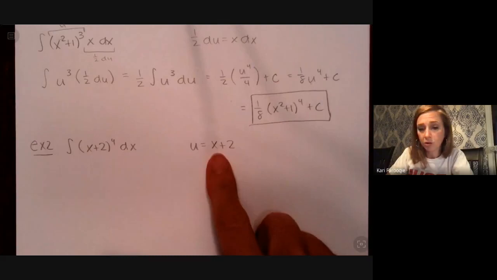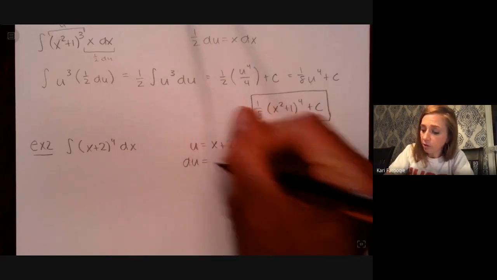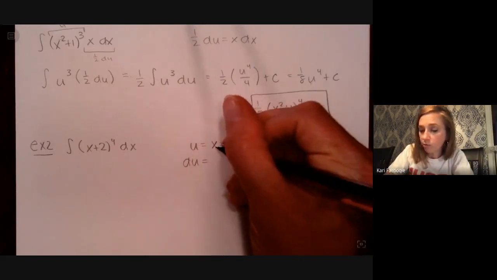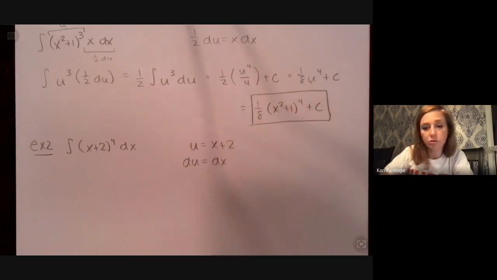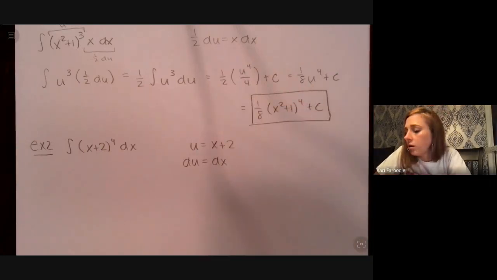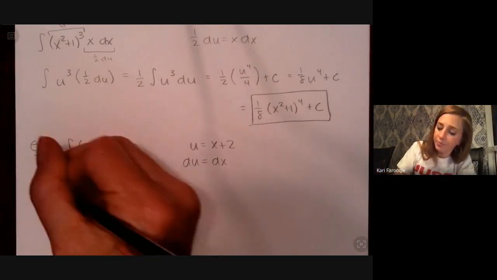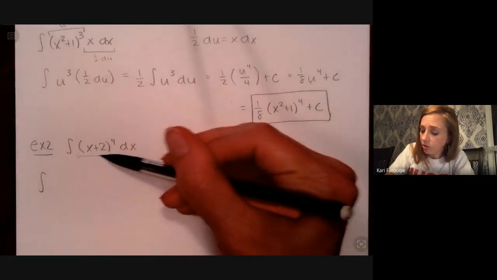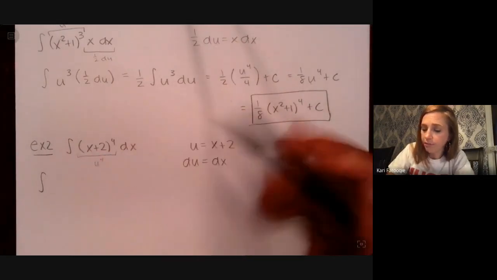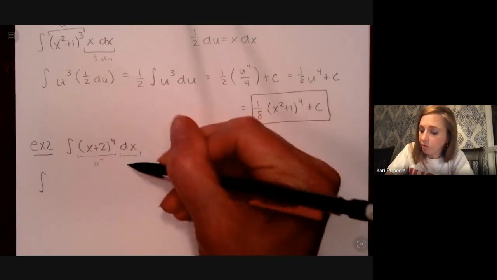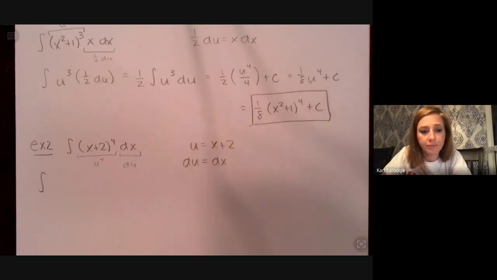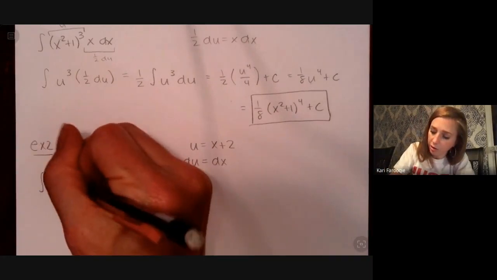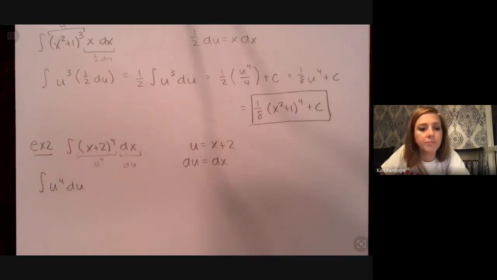We can just let u be the inside function, and du, the derivative of u, is just, well, it's 1 dx, because the derivative of x is 1. So du is dx. And now you can do a direct substitution here, because everything is accounted for. So we're going to replace this quantity with u to the 4th, and we're going to replace this quantity with du. And this one's actually a simpler problem than example 1.